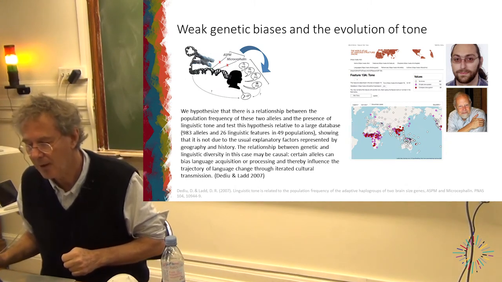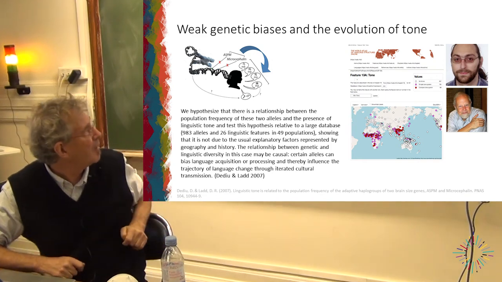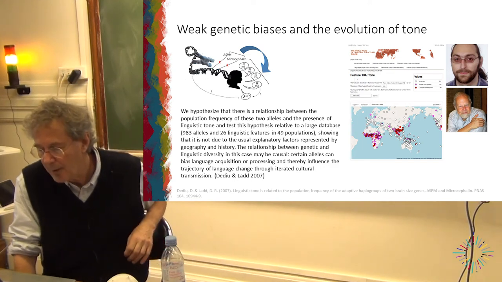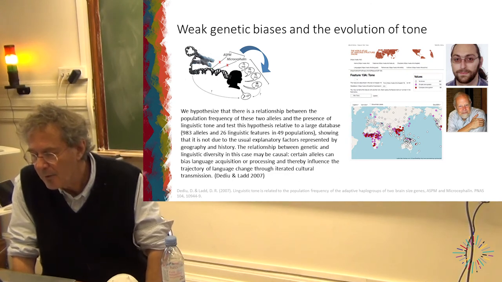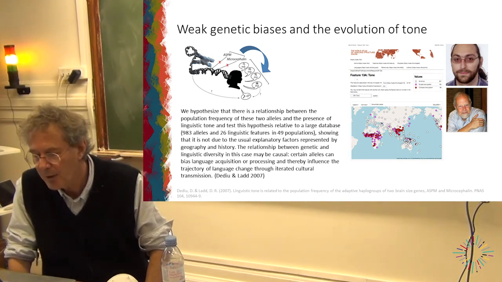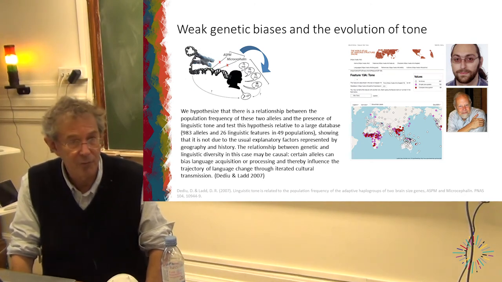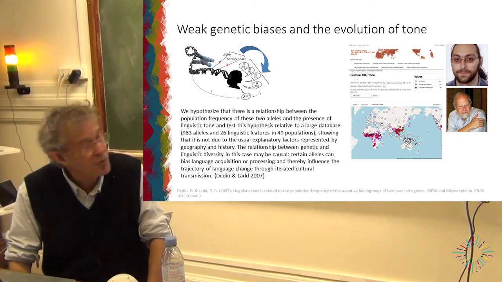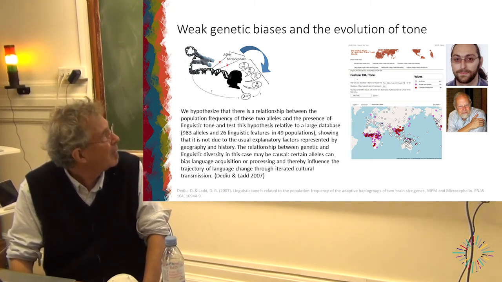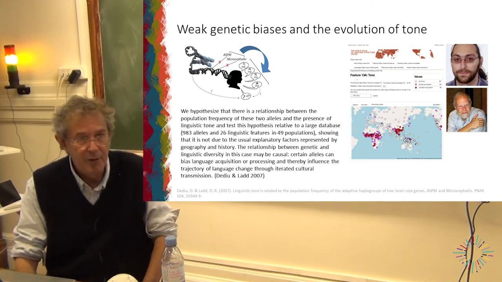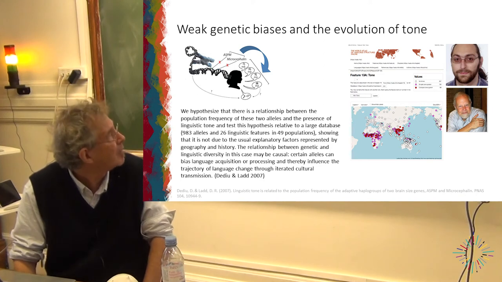So here's the original study that came out some time ago, in 1997, by Dediu and Ladd. What they did was to look at two genetic features. There are two alleles, and there was data about the proportion of those alleles in a number of populations, 49 populations, and then they looked at a whole bunch of linguistic features using WALS, and one of the features they included was tone. And what they found was that there's a strong correlation between two different alleles and the presence of tone as a phoneme property of language.